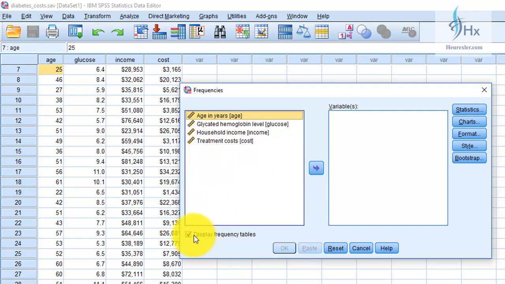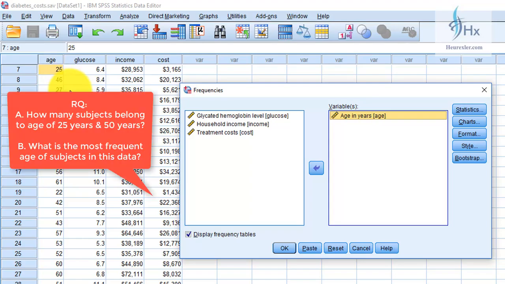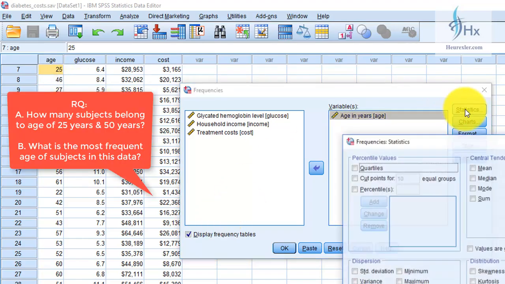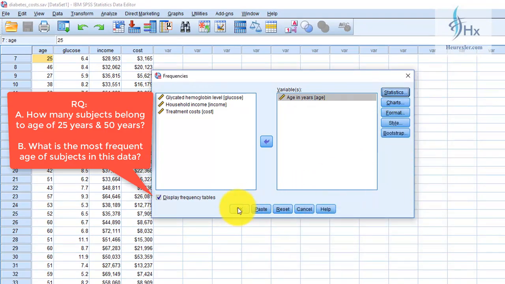By default, you can see Frequencies is checked. So let it be checked and use your age variable, and let us see if there are people of different ages repeated in this data set. For example, my research question is if there is more than one person belonging to 25 years age, 46 years age, and so on. Nothing else. I'm not going to check any other option. Just let the frequencies option be checked. Click OK.